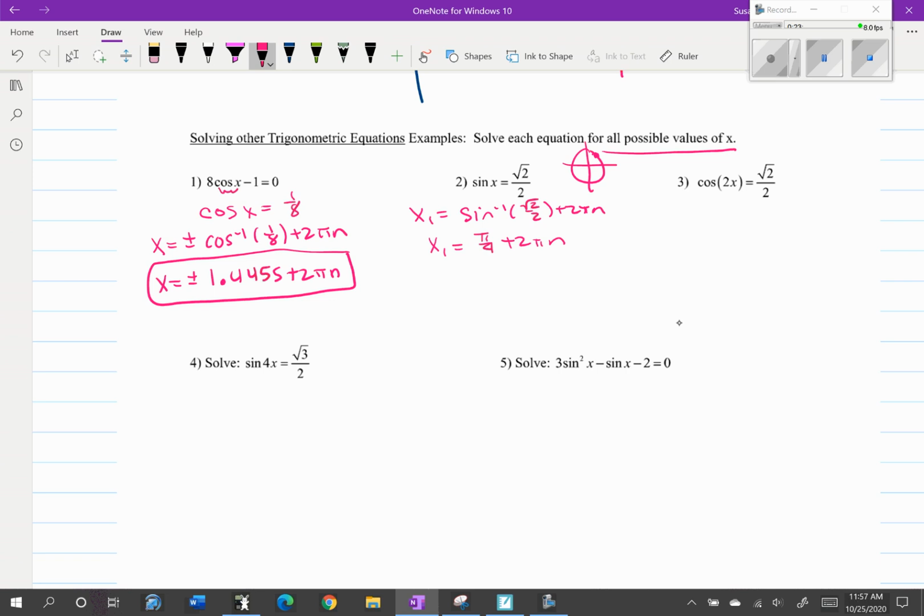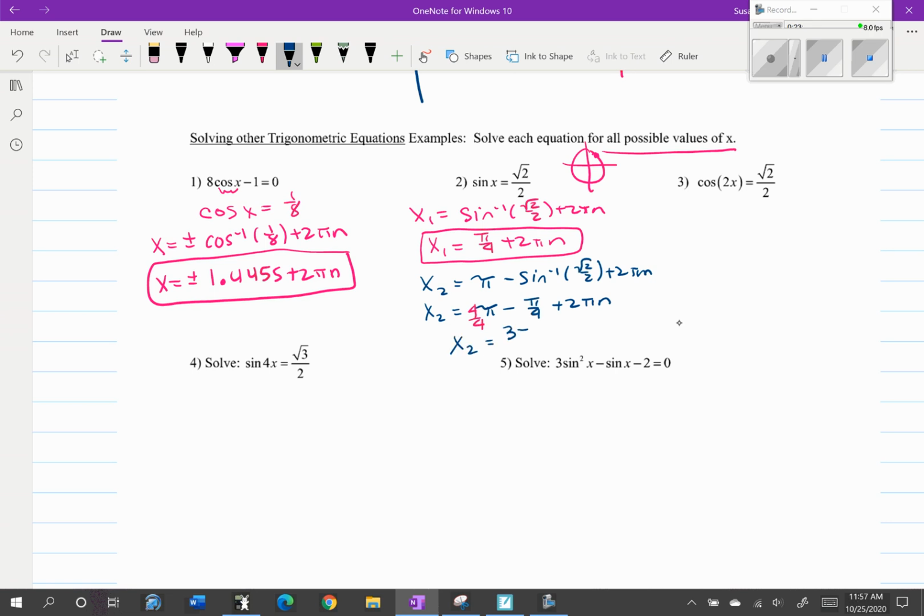To find the second solution, x sub 2 is equal to pi minus the sine inverse of root 2 over 2 plus 2 pi n. And what's the sine inverse? We just said pi over 4. So x sub 2 is equal to pi minus pi over 4 plus 2 pi n. We need to get a common denominator, so you multiply by 4 over 4. So 4 pi over 4 minus pi over 4 is 3 pi over 4. So x sub 2 equals 3 pi over 4 plus 2 pi n.